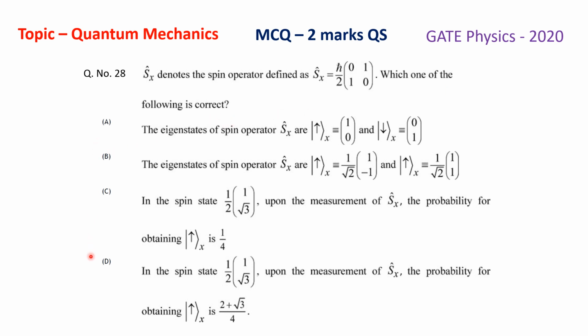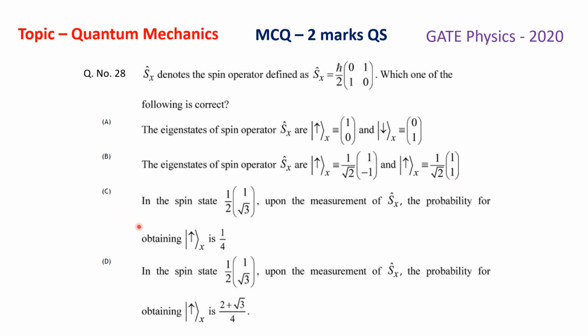There are four options given. Option A, the eigenstates of spin operator Sx cap are up spin equals to the matrix 1, 0 and down spin equals to the matrix 0, 1. Option B, the eigenstates of the spin operator Sx cap are up spin equals to 1 by root 2 times the matrix 1, minus 1, and down spin equals to 1 by root 2 times the matrix 1, 1.